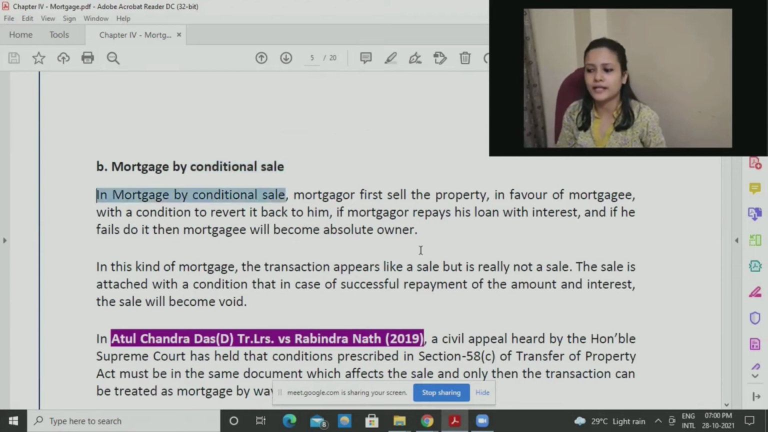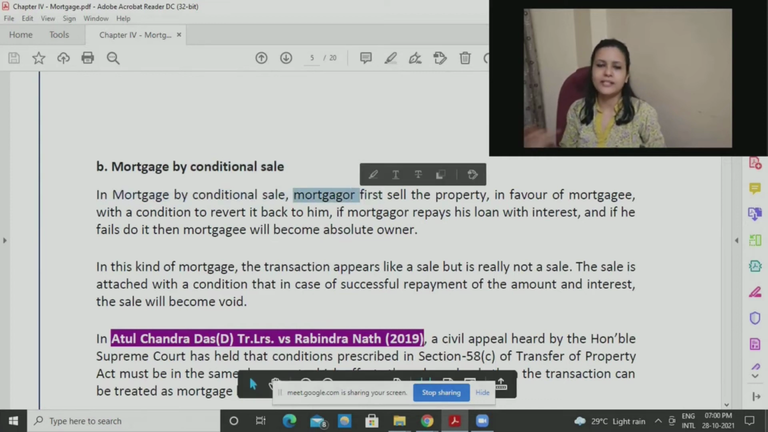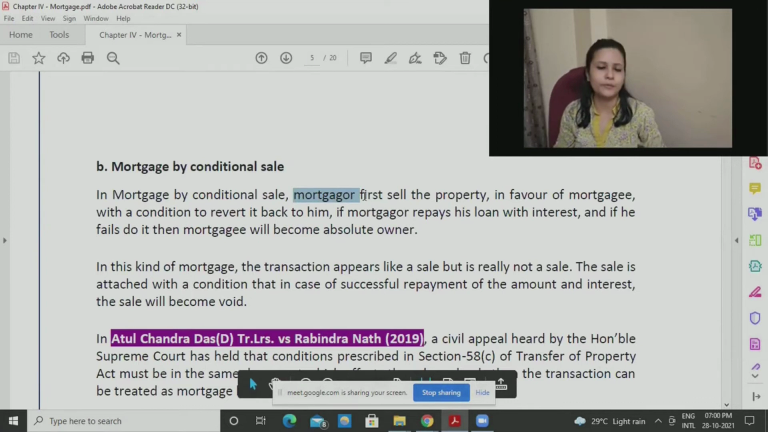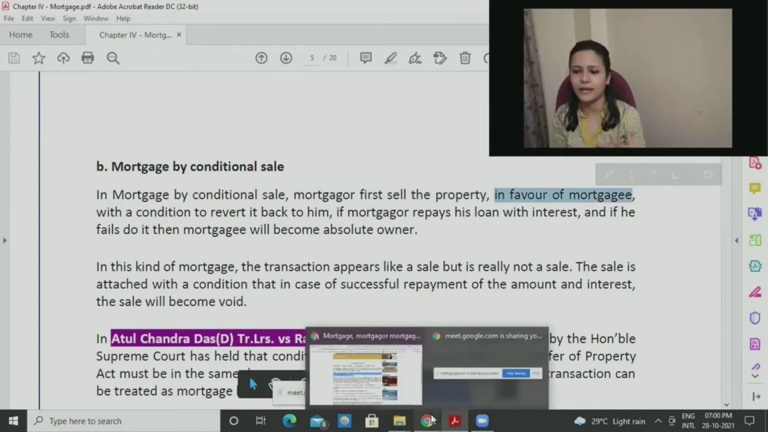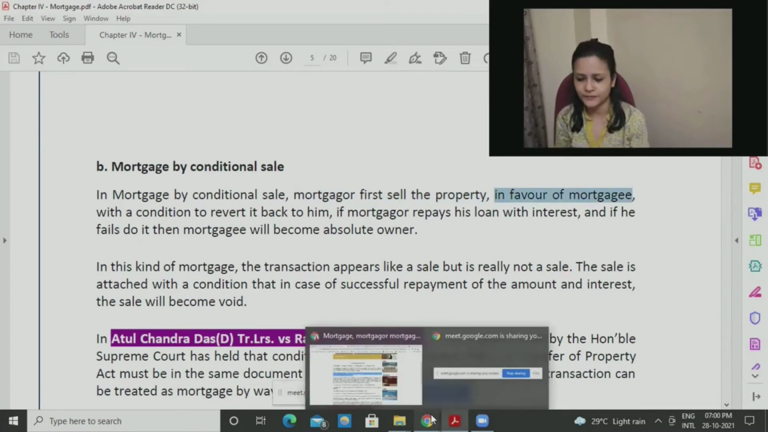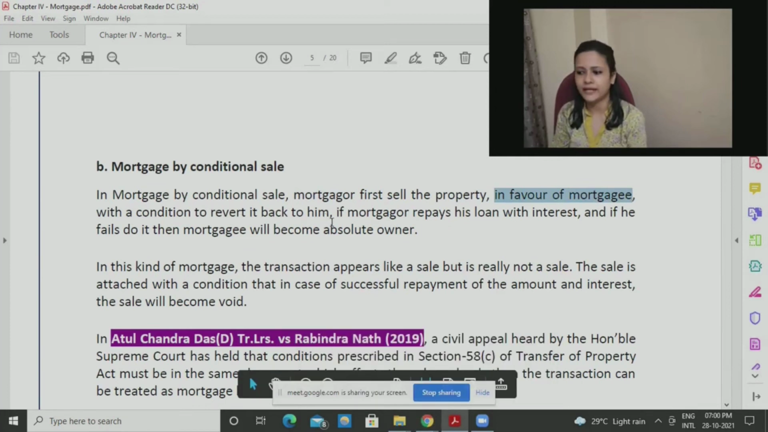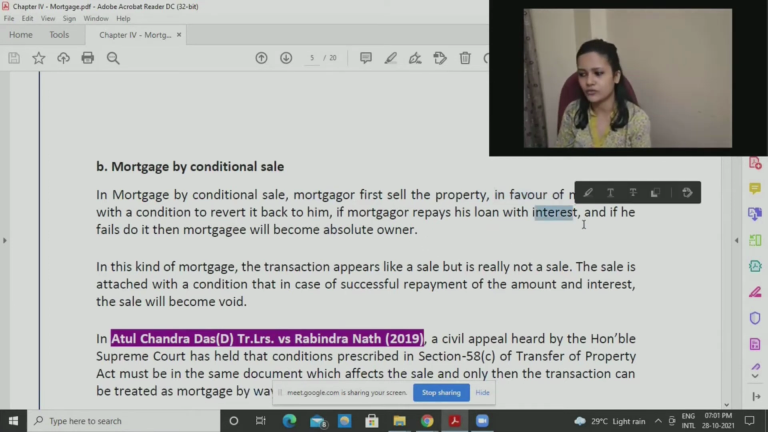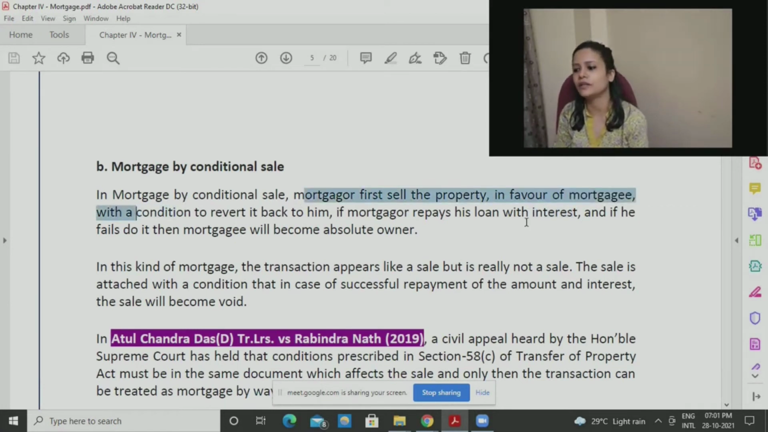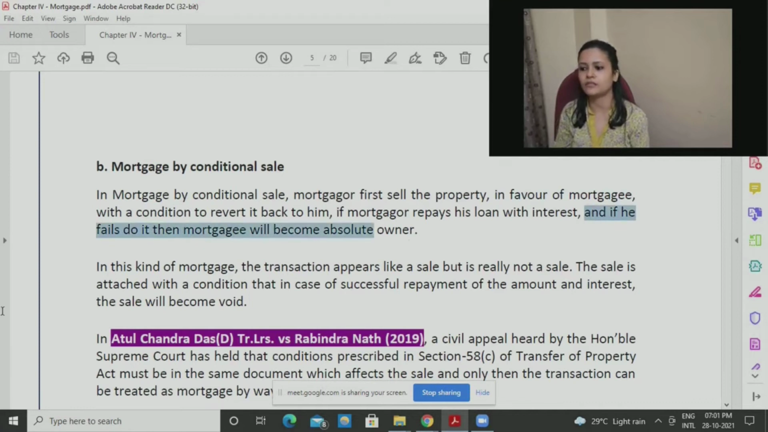So in mortgage by conditional sale, the mortgager, that means the original owner of the property, will first sell the property. Whatever specific immovable property he has, he will sell to the other person, the mortgagee, from whom he is taking money, with a condition to revert it back to him if the mortgager repays his loan with interest. If I am able to repay this entire amount plus the interest, the property will revert to the mortgager, the owner of the property. And if he fails to do so, then the mortgagee will become the absolute owner.